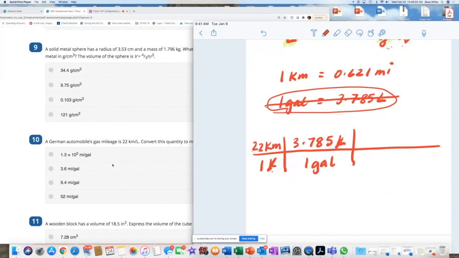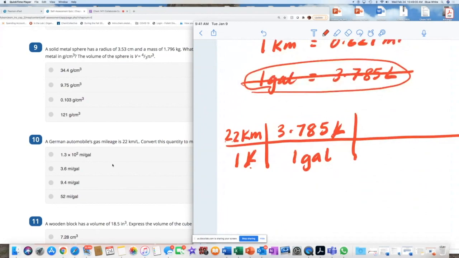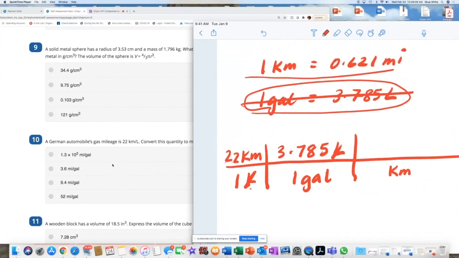Right now on top I have kilometers over gallon. Got to get rid of kilometers. Since kilometers is in the numerator position, I need kilometer on the bottom to get rid of that kilometer, right? This is now the next conversion factor I use: 1 kilometer is 0.621. Is it 0.621? Yeah, miles. Kilometer cancels out. 0.621 miles.